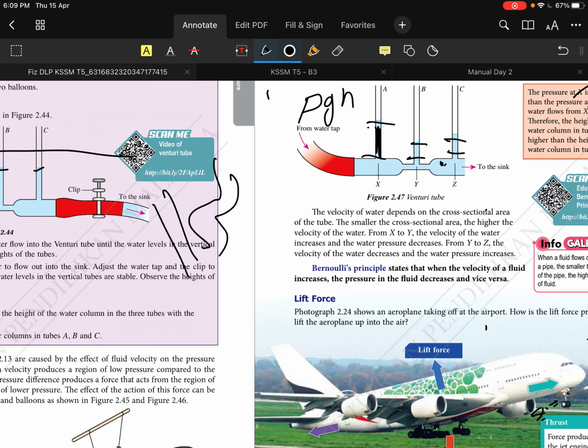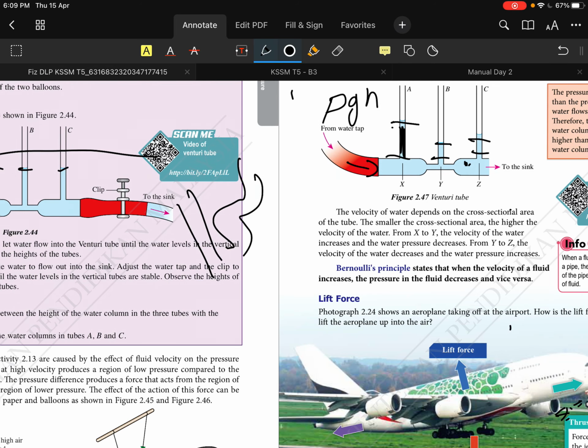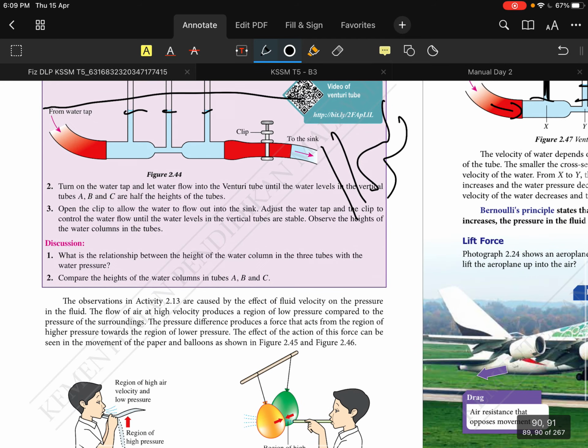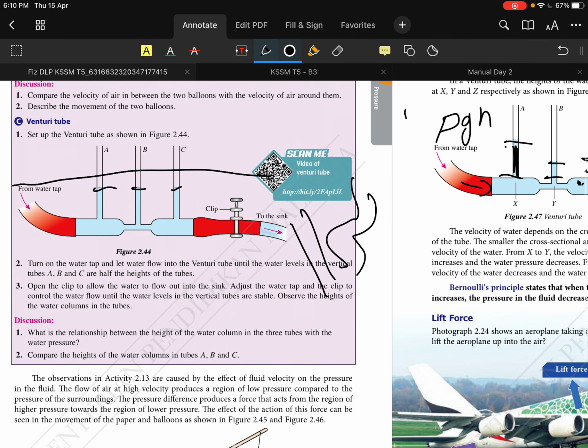But when an external influence does happen, like in this case, the water tap turns on. When the water tap turns on, it will cause the velocity to increase. It will cause a change in velocity. So if you look at this, the water level of A will slightly drop because the velocity is increasing, pressure is decreasing, so the water level of A drops a bit from here. Just a little bit.